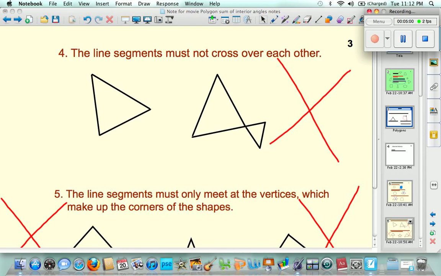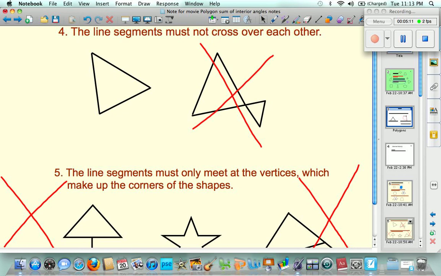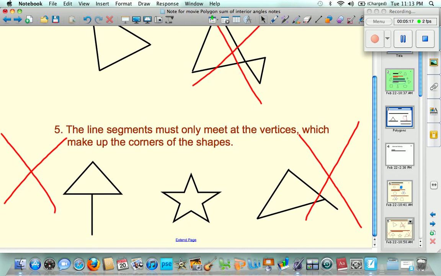Another characteristic to note is that the line segments must not cross over each other. So this example on the right is not a polygon. The one on the left is. Okay, the line segments must only meet at the vertices, which make up the corners of the shapes.